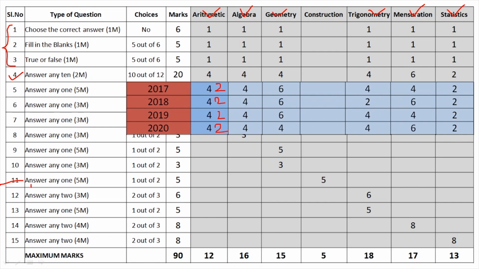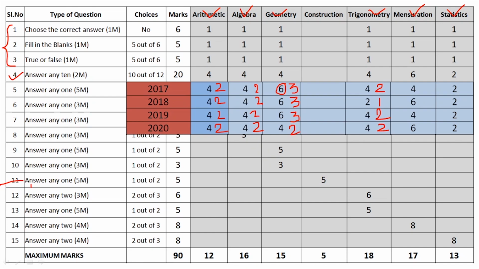From algebra there were 2 questions every year. In 2017 there were also 2 questions from arithmetic, 2 questions from algebra, but there were 3 questions from geometry, so it was 6 marks. 2018 also had 3 questions. In 2019 also there were 3 questions, but in 2020 there were 2 questions from geometry, so it may vary from time to time. Likewise in trigonometry there were 2 questions in 2017, 1 question in 2018, 2 questions in 2019 and 2 questions in 2020.